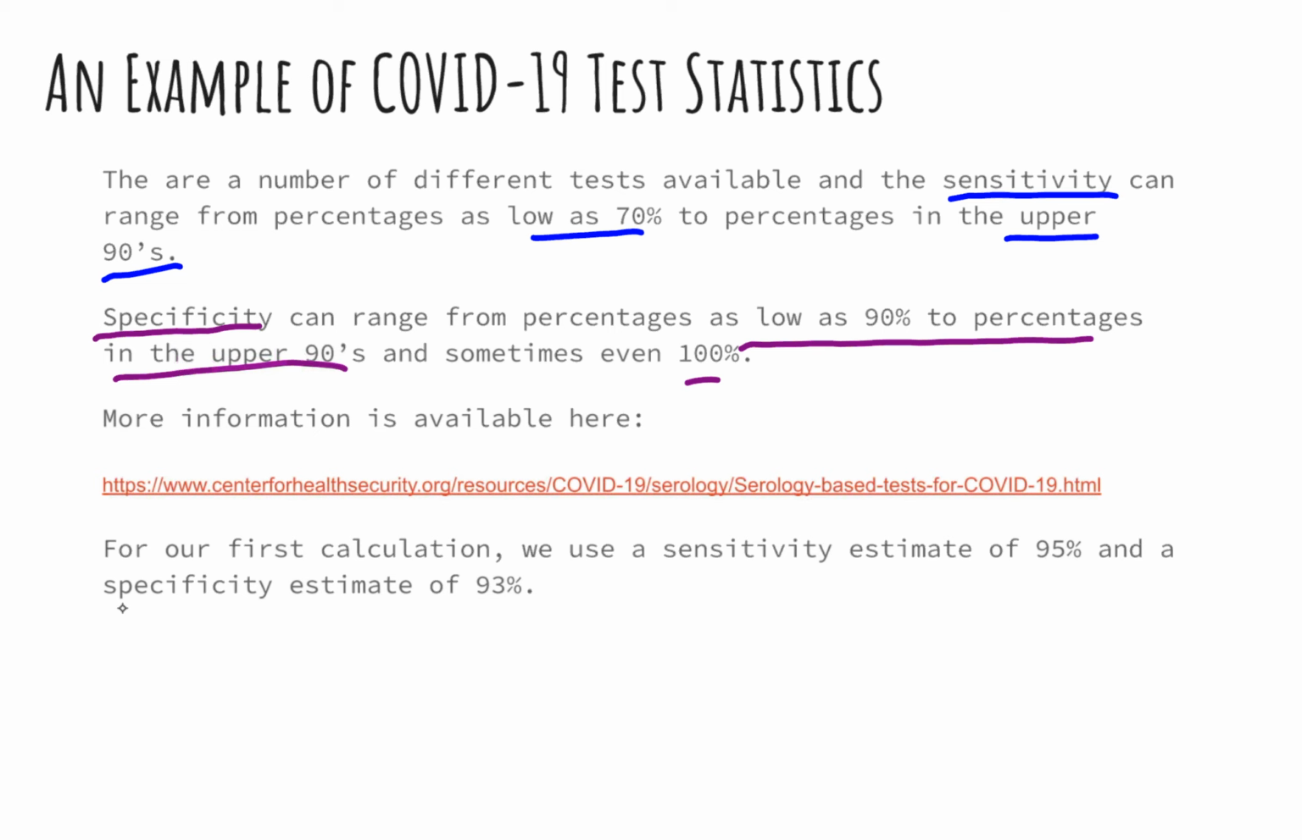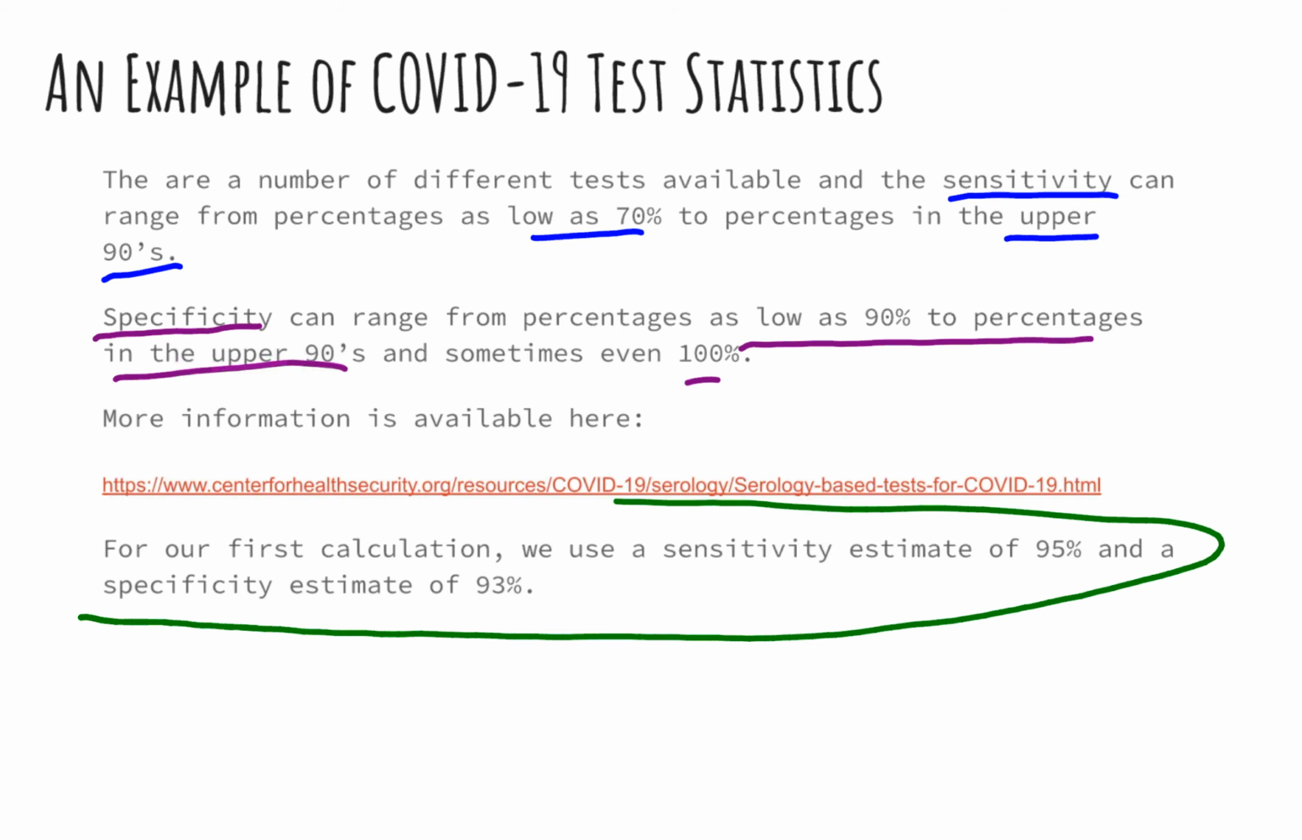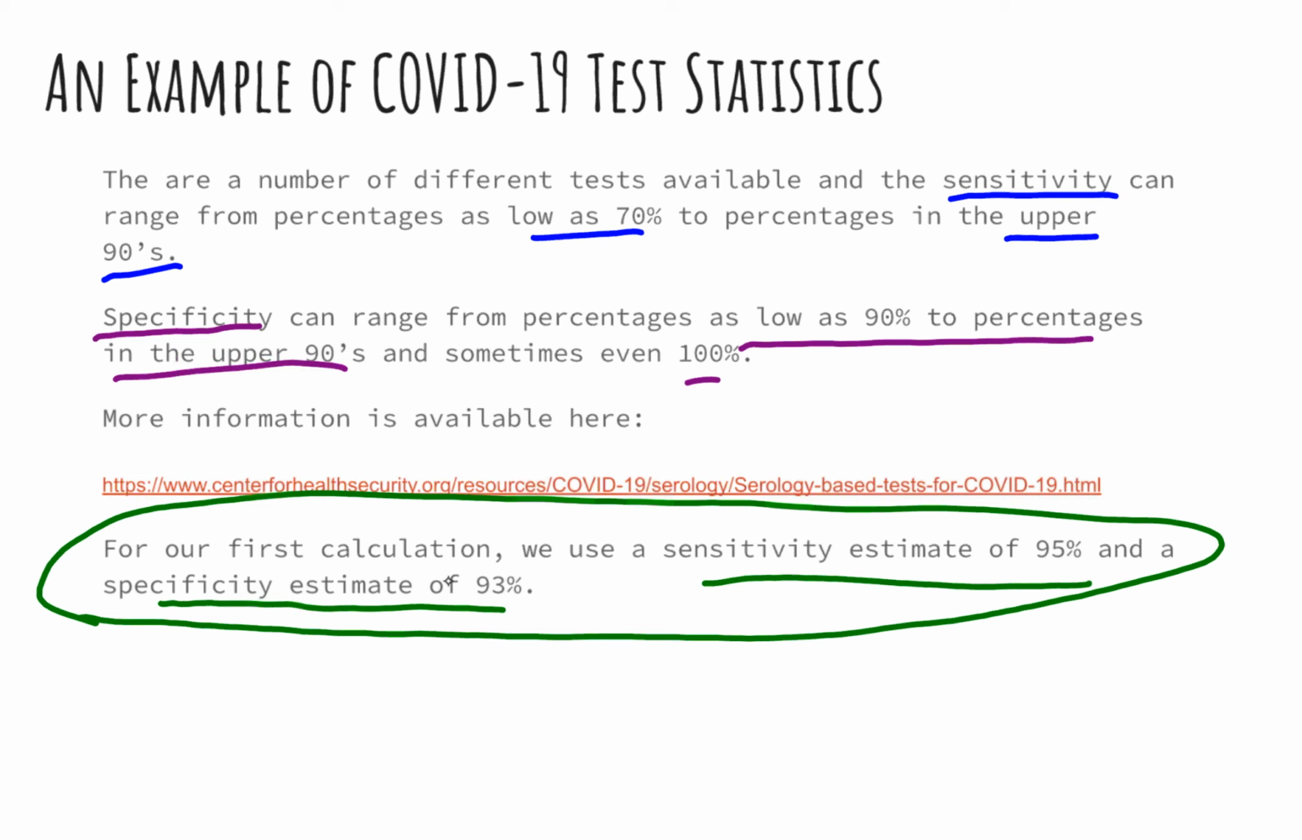We will be doing a calculation during this lesson. So for the purpose of that calculation, we're going to have a sensitivity estimate of 95% and a specificity estimate of 93%. Okay, so let's keep these probabilities in mind.